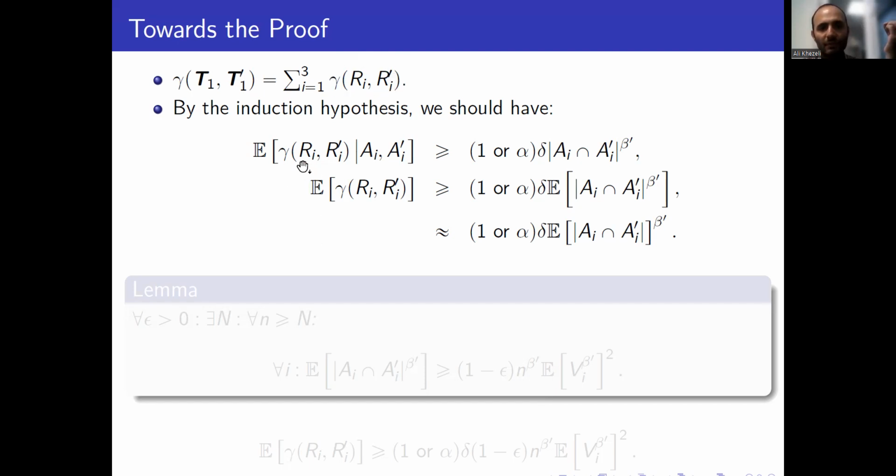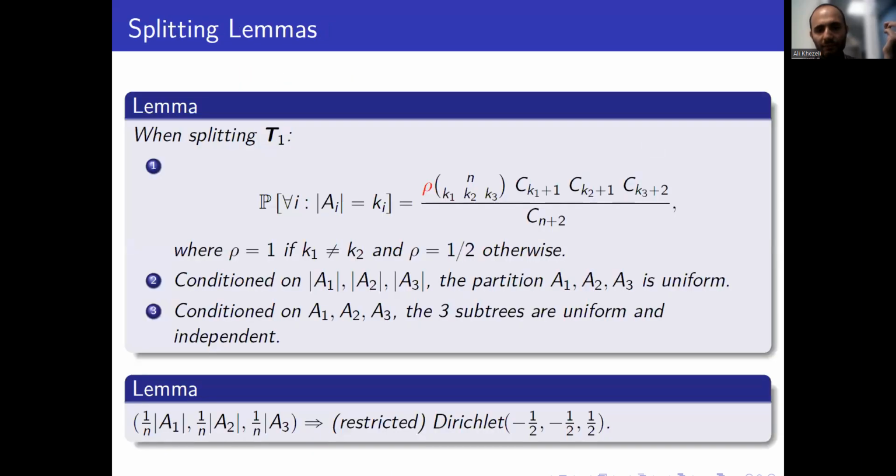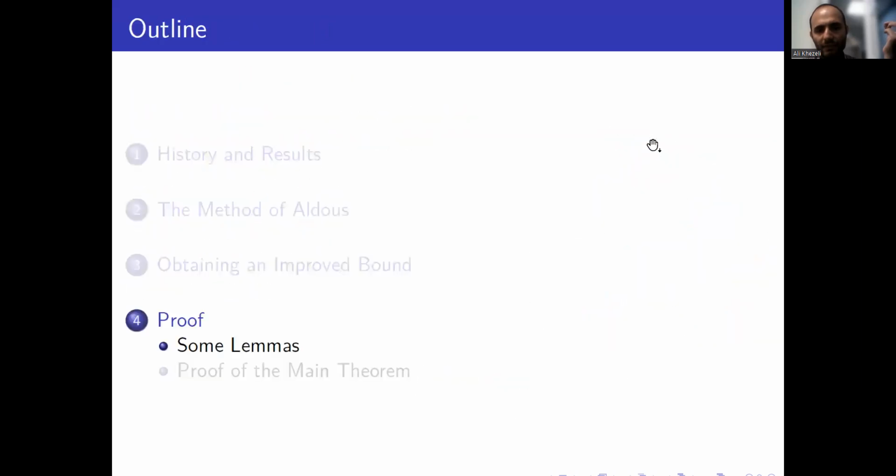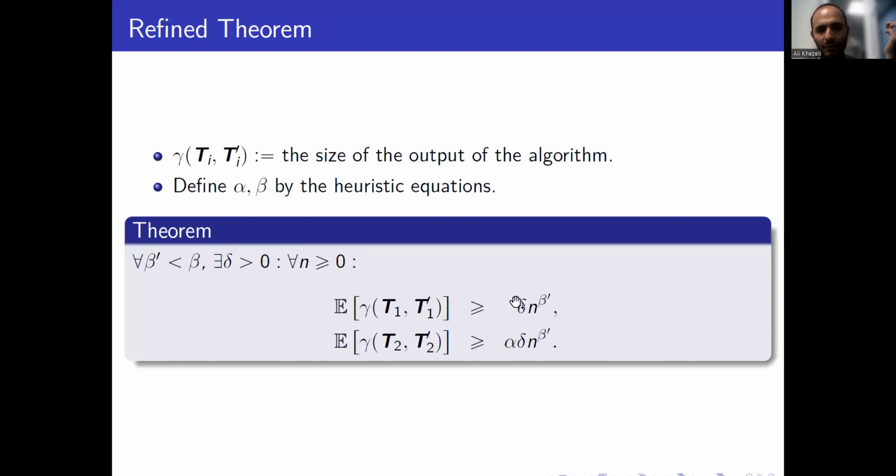And more precisely, we first condition on knowing the three pairs of leaf sets. Then after this conditioning, we have the independence property of Ri and R prime i. So by the induction hypothesis, the expected value of gamma is at least 1 over alpha times delta, the number of vertices to the beta prime. Recall that this is exactly the statement of the theorem. Here, 1 over alpha times delta times n to the beta prime.